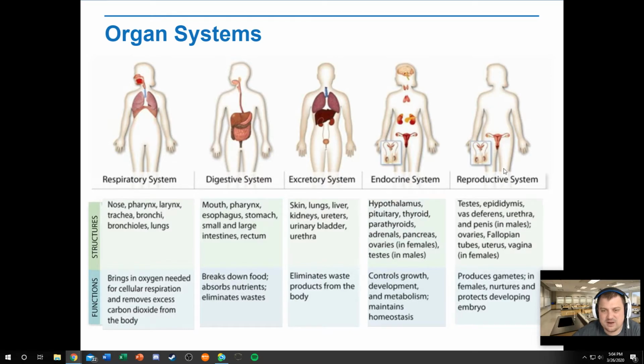Okay, so how do these different structures within the system help the system do its job? How does the one system entirely help the body function? So be thinking about those kind of things. I think it's very fascinating.